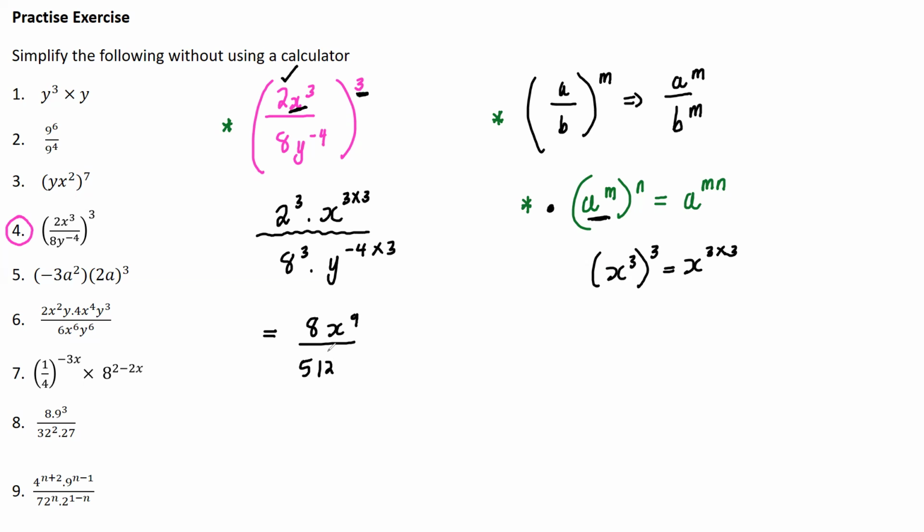5, 1, 12, 8 to the power of 3. And then here you've got y to the power of negative 12, negative 4 times 3. So without a calculator, this number 4 is simplified to this version.